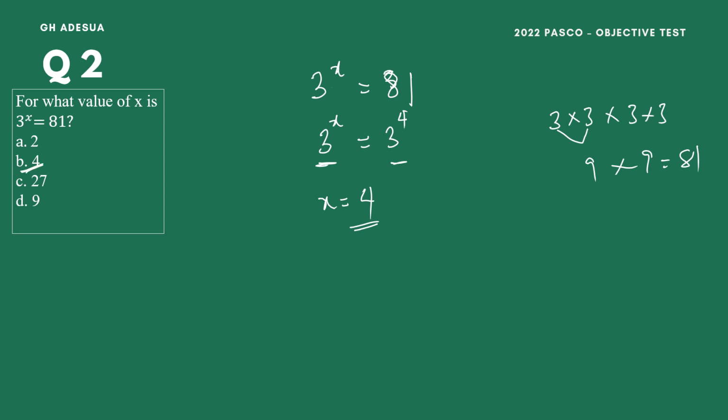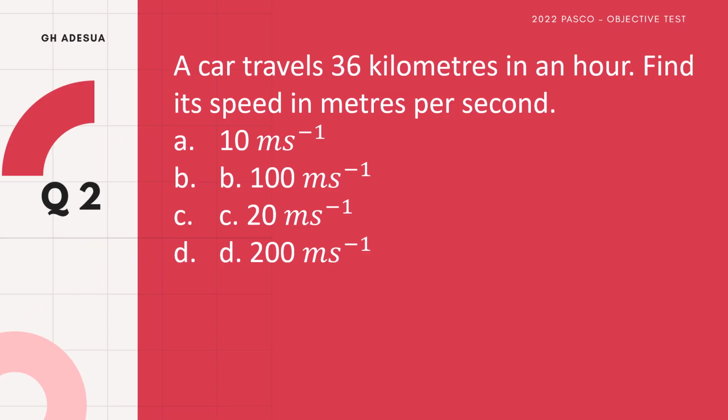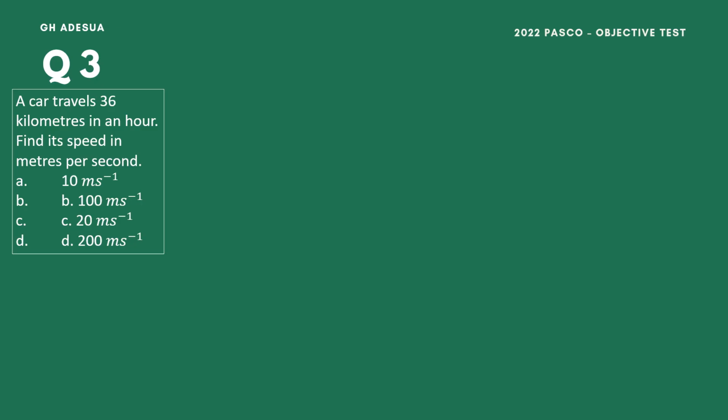We then move on to our next question, the third. Third question says that a car travels 36 kilometers in an hour. Find its speed in meters per second. A car travels 36 kilometers in an hour. Find its speed in meters per second. And then the options are below. 36.